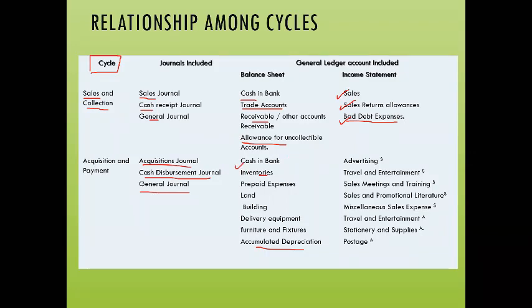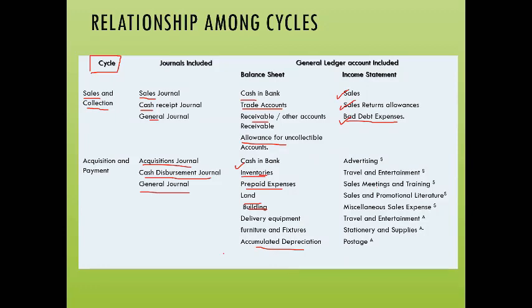Because you are talking about cash payment, cash must be there. And you are talking about acquiring goods and services. So again, you are talking maybe about inventory, prepaid expenses for insurance, for rent, purchasing land, purchasing building, whatever. And on the other hand, which is the income statement, you will include mostly all the expenses.